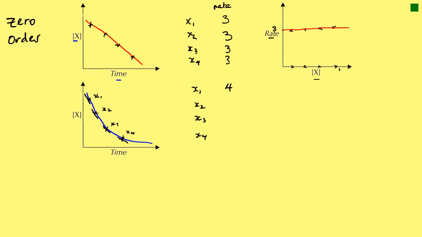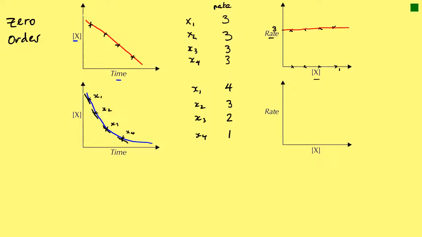The tangent has slightly decreased its slope for X2, so that might be 3, and the slope has decreased further, so the rate is 2, and for X4 it might be 1. So let's say we got those rates from our 4 tangents. Then we would take those points and plot them on a similar rate concentration graph.